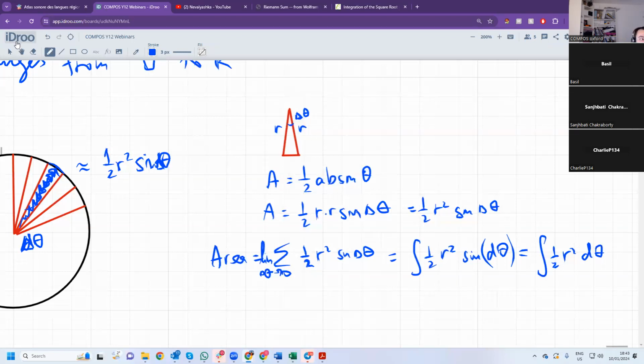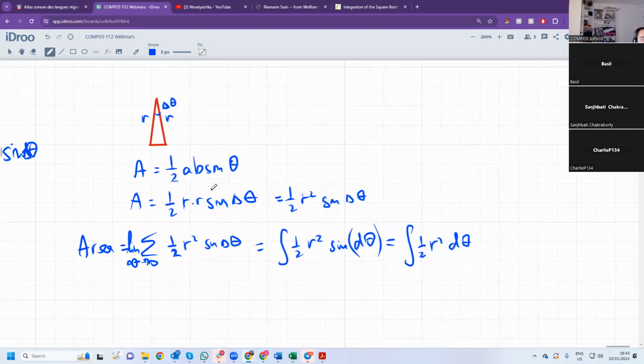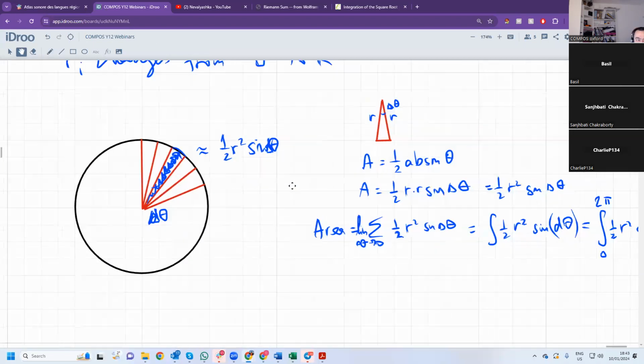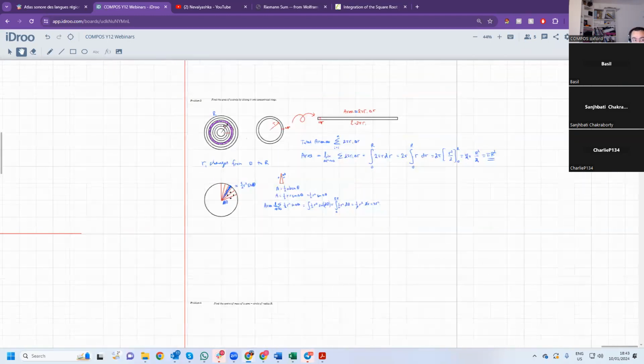Then you just integrate that between limits, the angle from 0 to 2 pi, because the circle is 2 pi radians across. So it's going to be 1/2 R squared multiplied by 2 pi. The 2 cancels. It's pi R squared. Ta-da! Same thing. So that's another form of slicing.